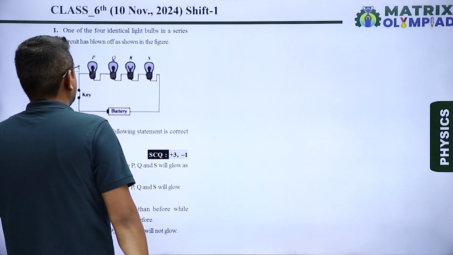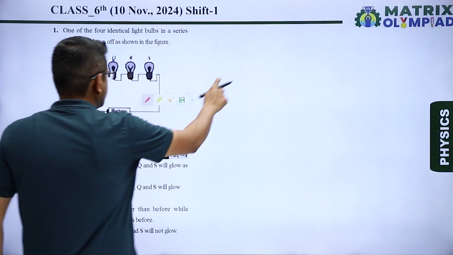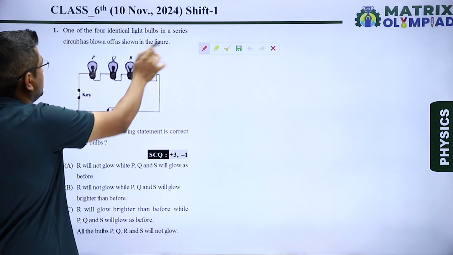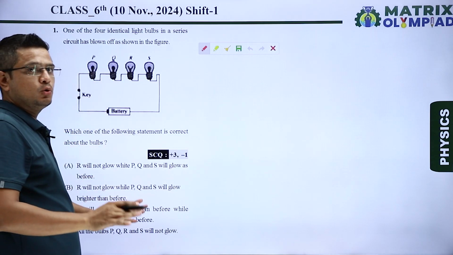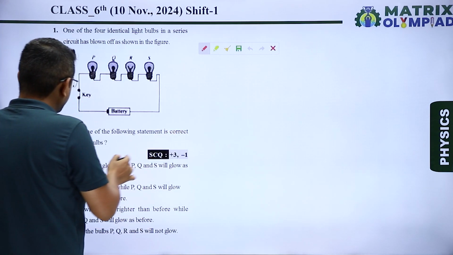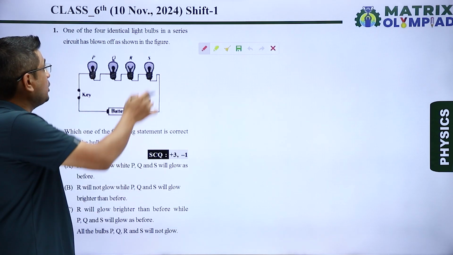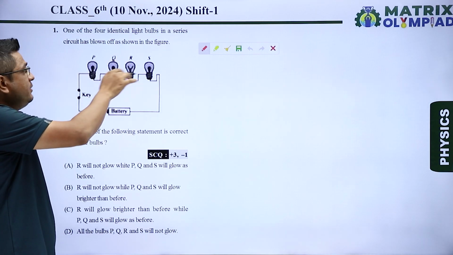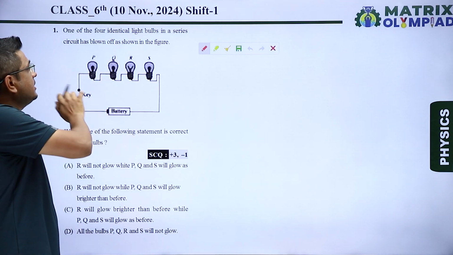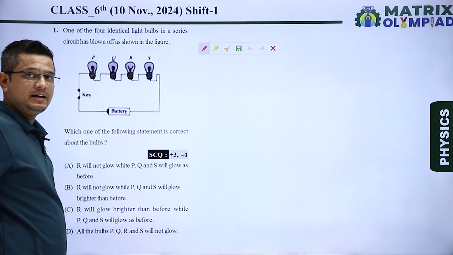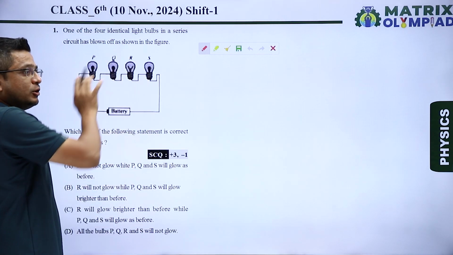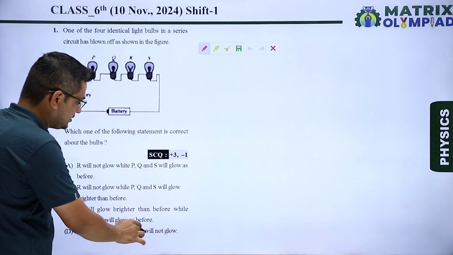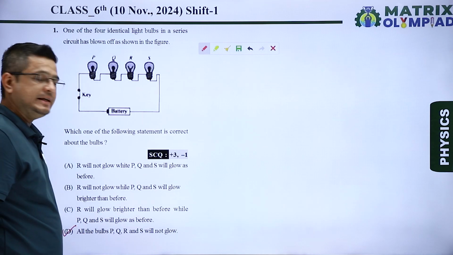Question number 1. Here a diagram is given and the question is asked that one of the four identical light bulbs in a series circuit has blown off as shown in the figure. So out of these four, one is blown off. Which one of the following statements is correct about the bulbs? As we know that all the four bulbs are connected in series, if any one of the four blows off, then that means the electric current supply will be disconnected in the circuit. So all the four bulbs will not glow. So in this case, we will say all the bulbs P, Q, R and S will not glow. So correct answer is option D.